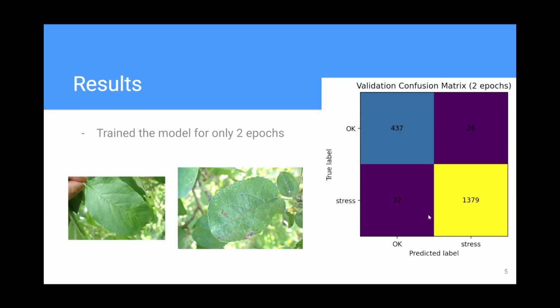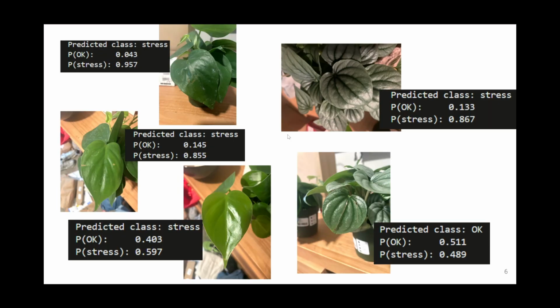So the results of training: I trained the model for just 2 epochs and got plenty sufficient results here. As you can see from the confusion matrix, I only missed 48 of almost 2,000 photos from the data set. And here are some demo pictures I took of plants I had in my room.